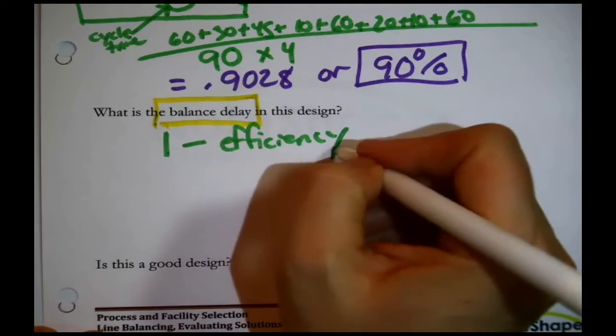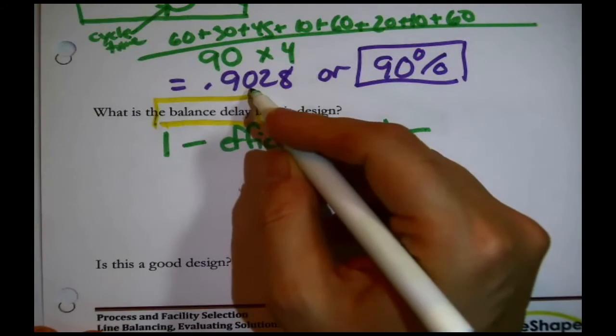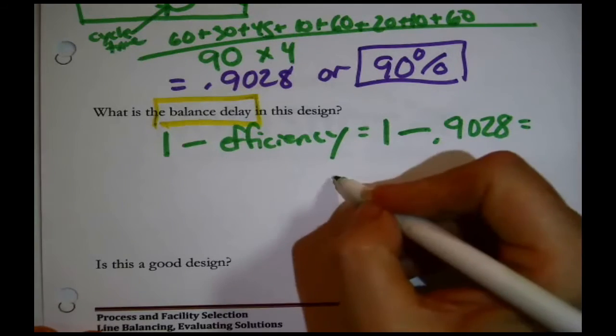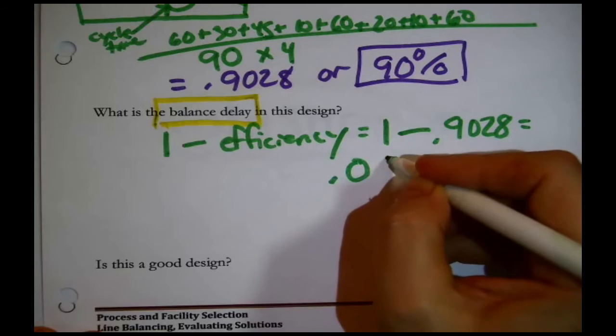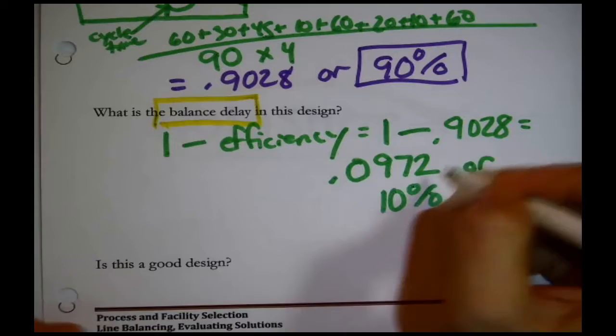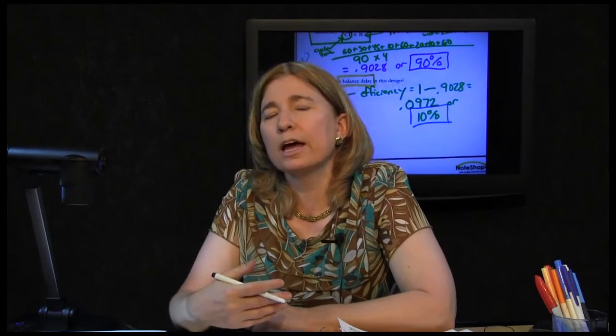1 minus the efficiency, or in our case, 1 minus that 0.9028, which is 0.0972, or basically 10%. I'm just doing some rounding for the percent. If it's 90% efficient, we would say if a design's 90% efficient, it has a 10% balance delay. They're just complements of each other. It's just a performance rating.